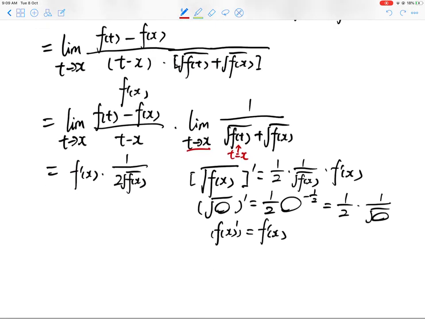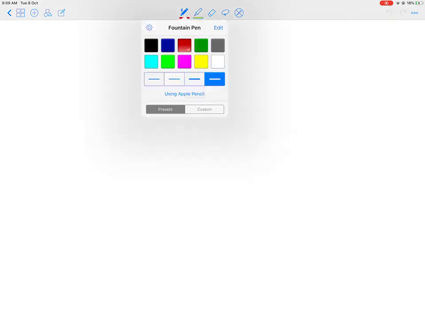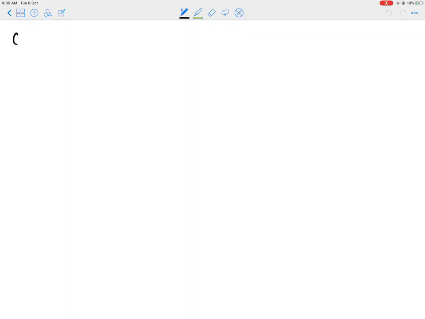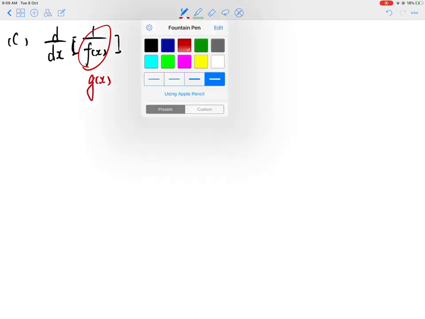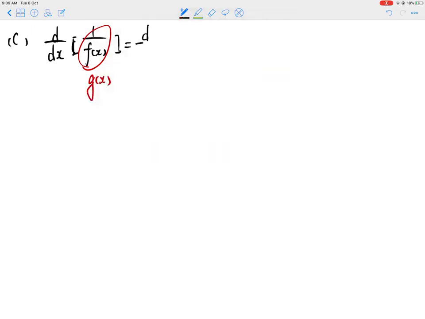So part C. Part C is quite similar. Let me try. It asks you to prove d over dx of 1 over f(x). Again, this 1 over f(x), we call it g(x). So it's just d over dx of g(x). So now let's try the other definition.